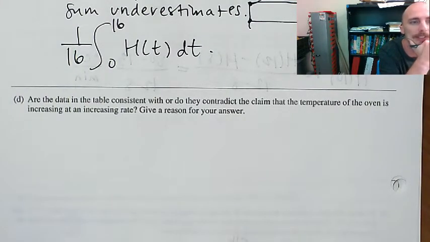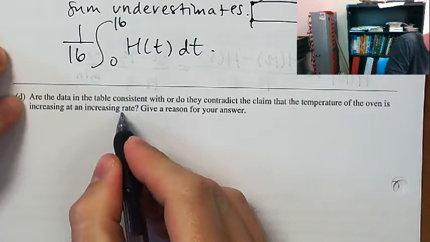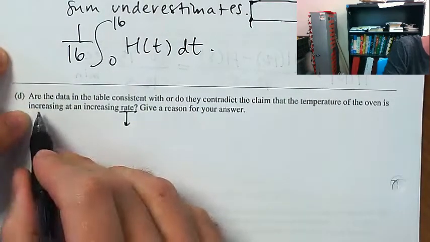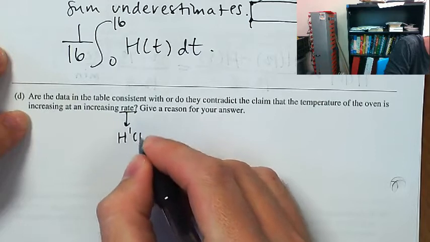All right, then are the data in the table consistent with, or do they contradict the claim that the temperature of the oven is increasing at an increasing rate? Okay, I'm glad this is on there. There was one on the practice test that we took where there was something about an increasing or decreasing rate. Okay, so the rate is h prime of t.